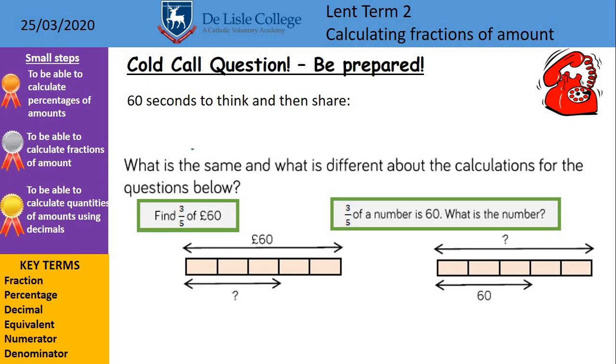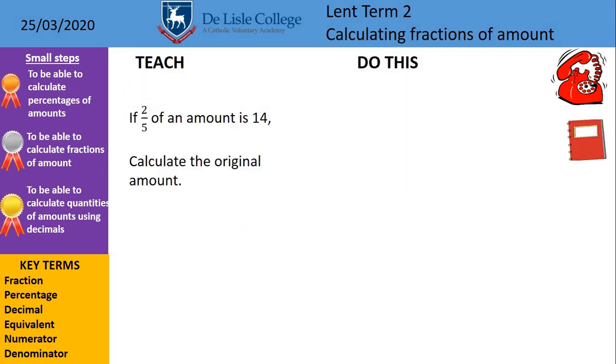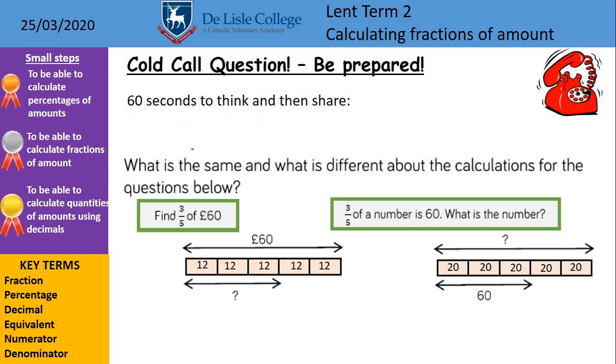So to work out what the number is, this time we'd have to divide by 3. So 60 shared by 3 gives us 20 for what 1/5 is. So the whole number, let's go back, so the whole number works out to be 100.